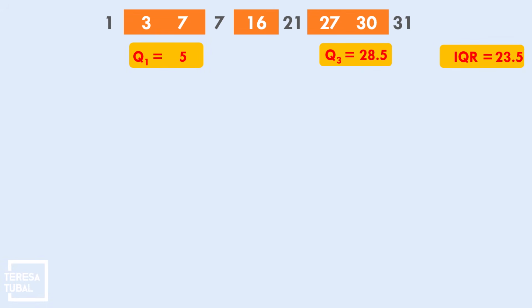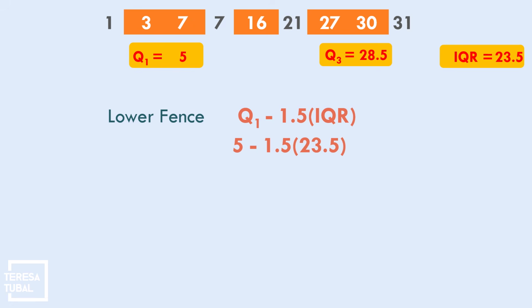Let us continue to solve for the lower fence and then the upper fence. The lower fence is equal to quartile 1 minus 1.5 times the interquartile range. So first we need to identify the quartile 1. The quartile 1 is 5 minus 1.5 times 23.5. First, you need to multiply 1.5 times 23.5. Afterwards, 5 minus the value of this, the answer is negative 30.25.